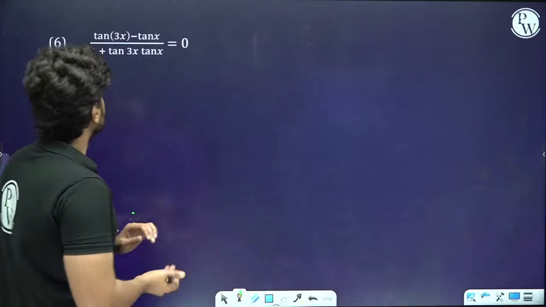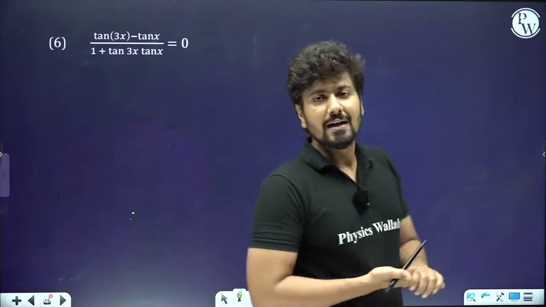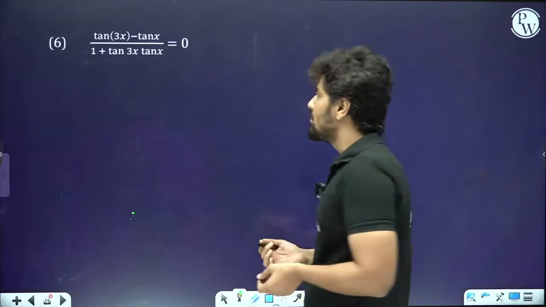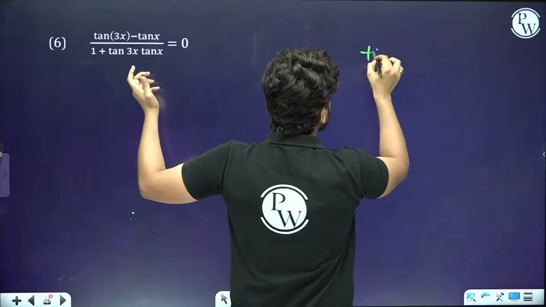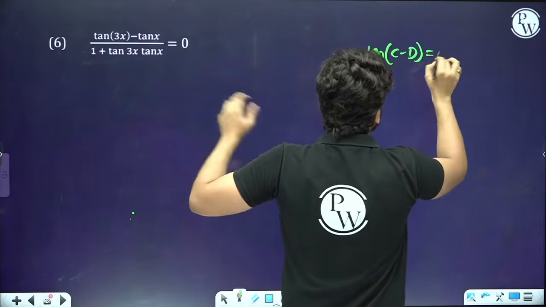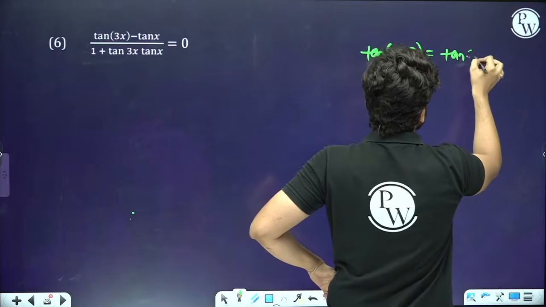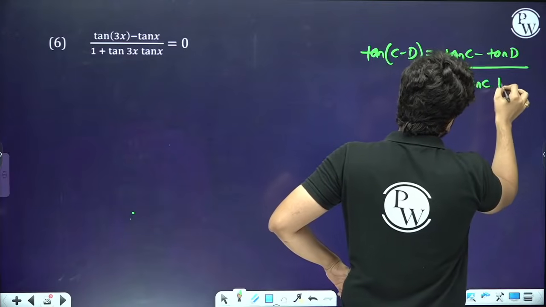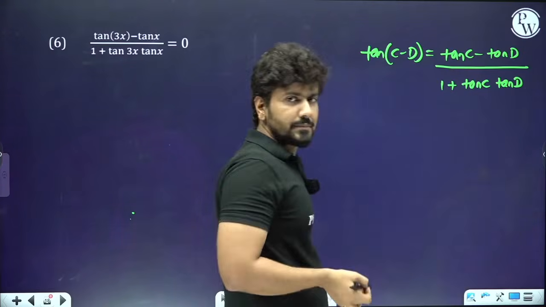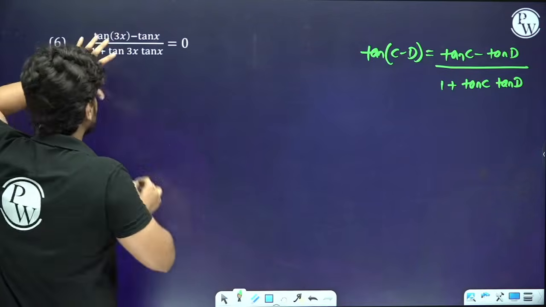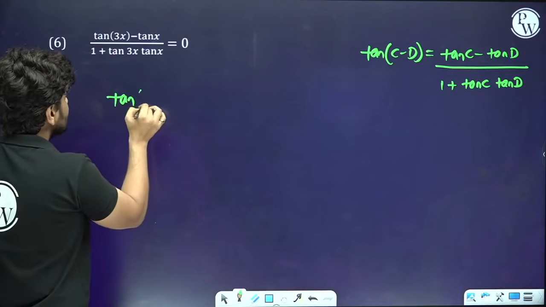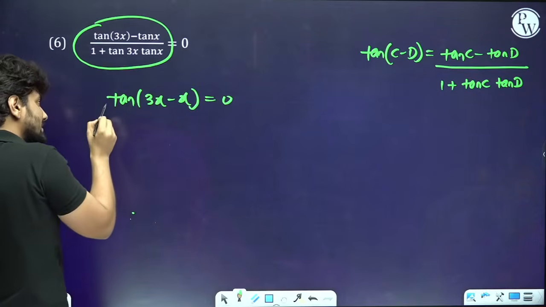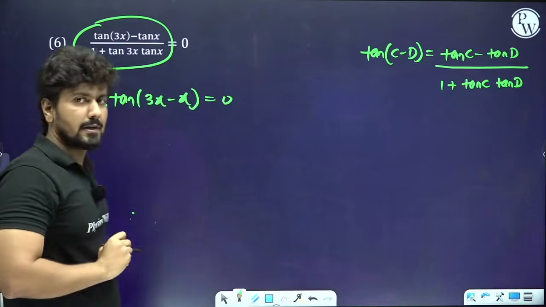See in this question, tan of 3x minus tan of x upon 1 plus tan of 3x multiplied by tan of x is equal to 0. So here I hope you can see that pattern, that this is the formula for tan of c minus d. If I expand tan of c minus d, I get tan c minus tan d upon 1 plus tan c multiplied by tan d, right? This is what I get. So I can compress this thing. I can write it like this, that this is basically tan of 3x minus x. This entire thing is basically the expansion of this one, right?